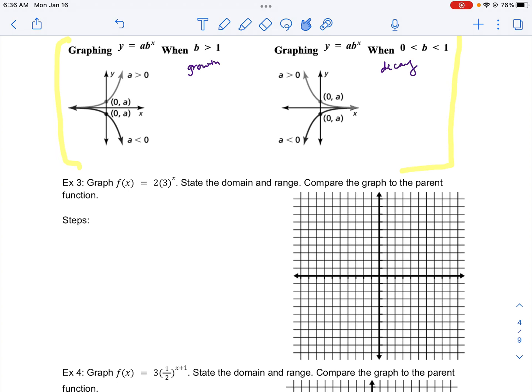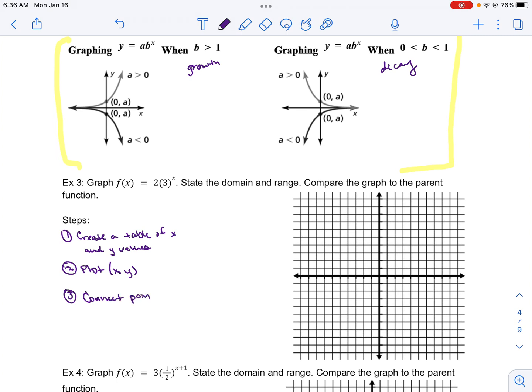So example 3, we actually have to graph this. So how do you graph a curve? To start off with, it is best, and you can do this with a line too, I would create a table of x and y values. Step 2 will then be plot those values. Step 3, connect points. And it should be a curve.